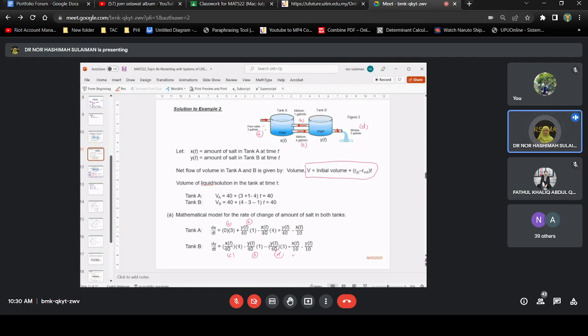Alright, and then minus, okay, minus apa? Dia keluar daripada tank A tu melalui outlet C ni kan. So apa concentration dia? X bahagi 40, kalikan rate dia adalah 4. So the first one ni gone because it's being multiplied with 0. So you have Y over 40 minus 4 kali 1 over 40, 4 kali 10 cancel out jadi 1 over 10 X.